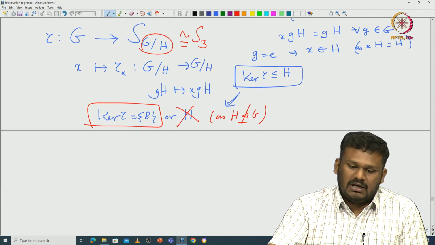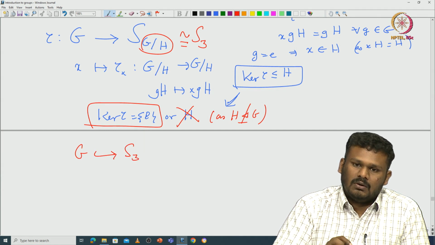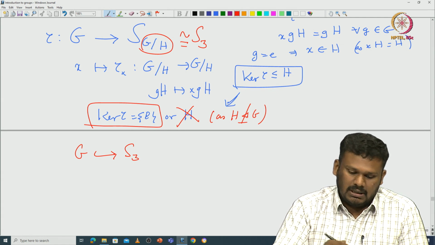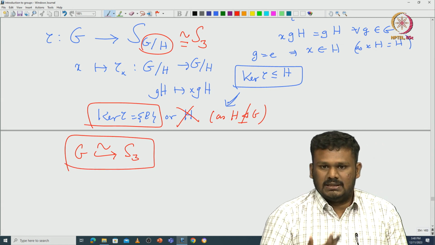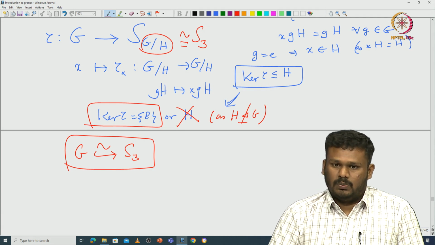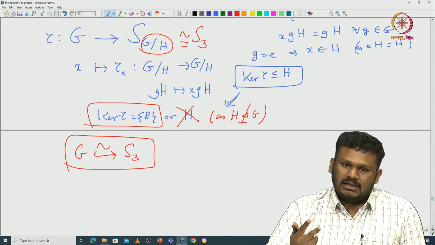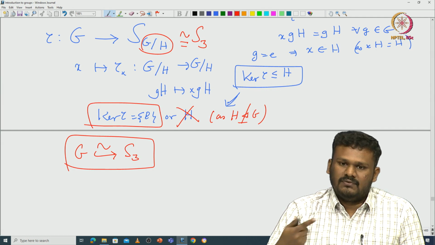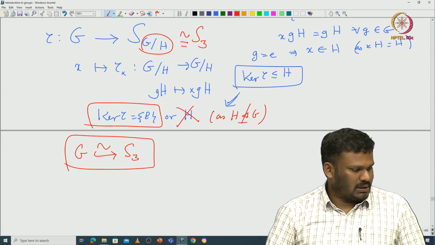So, the kernel is just trivial. If kernel is trivial, what does it mean? G is embedded inside S3. It is injective map, but S3 has order 6, G has order 6. So, this injection must be isomorphism. So, that proves that G must be isomorphic to S3 when G is non-abelian group of order 6. So, this proves there are only 2 groups of order 6, one is abelian which is cyclic Z modulo 6, and one is non-abelian which is S3. So, this is very important corollary of Cauchy's theorem.